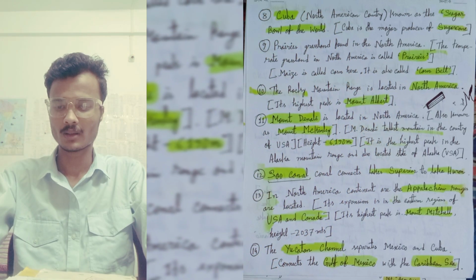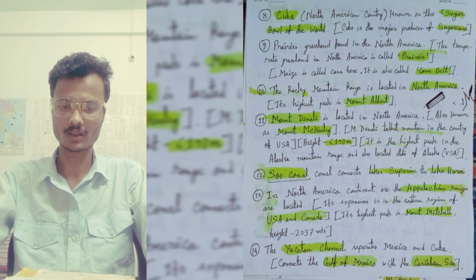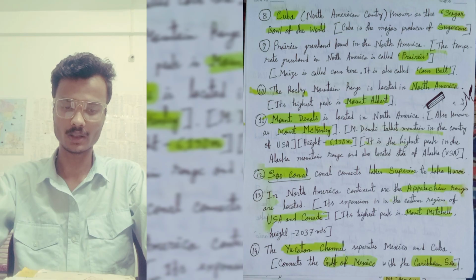Number 8. Cuba, a North American country, is known as the sugar bowl of the world. Cuba is a major producer of sugarcane. Number 9. Prairie grasslands are found in North America. The temperate grassland in North America is called prairies. Maize is called corn here. It is also called the corn belt.